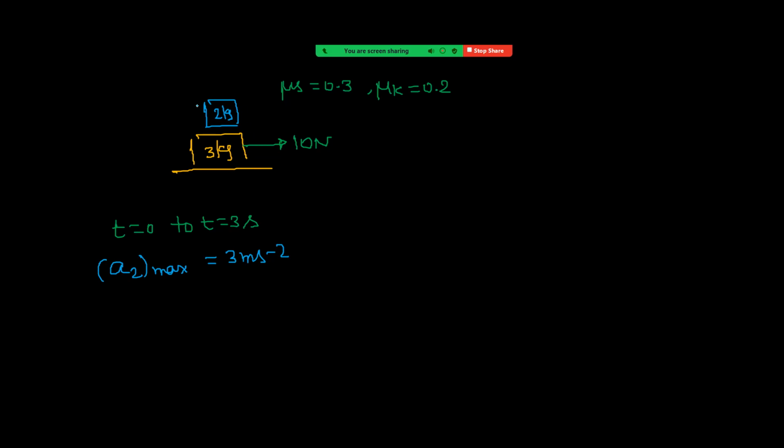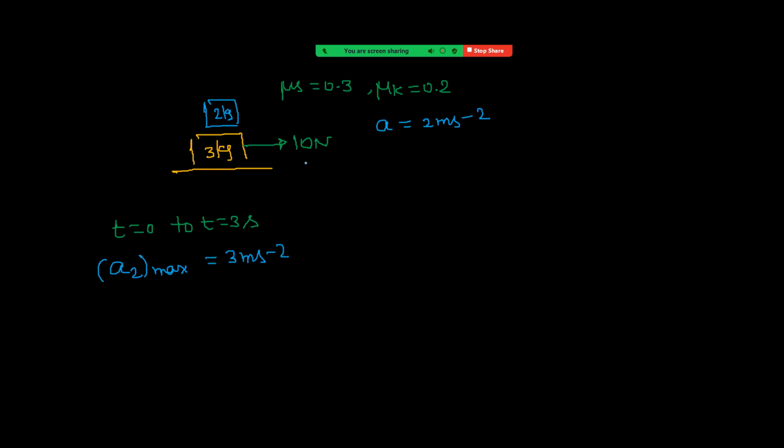Now see carefully. Suppose both blocks are moving as a whole. If they are moving as a whole, total mass equal to 5 kg, net force equal to 10. That means acceleration is now 10 by 5. It is 2 meter per second square. And here we have seen for the 2 kg block, it can have maximum 3 meter per second square. So this is now less than 3. That means both the blocks are moving as a whole. There is no slipping, right?